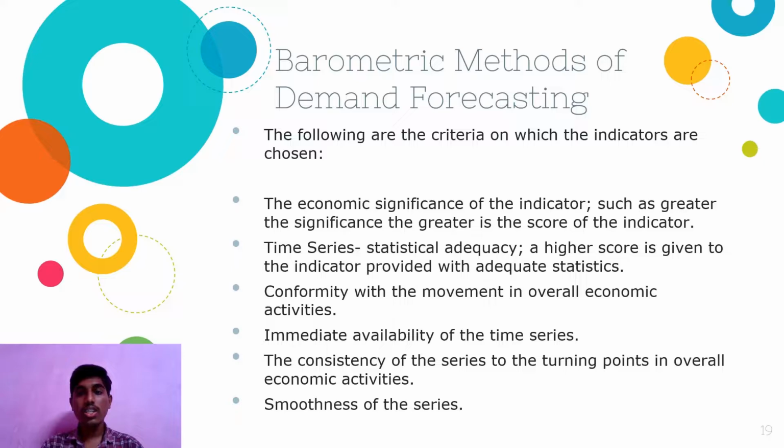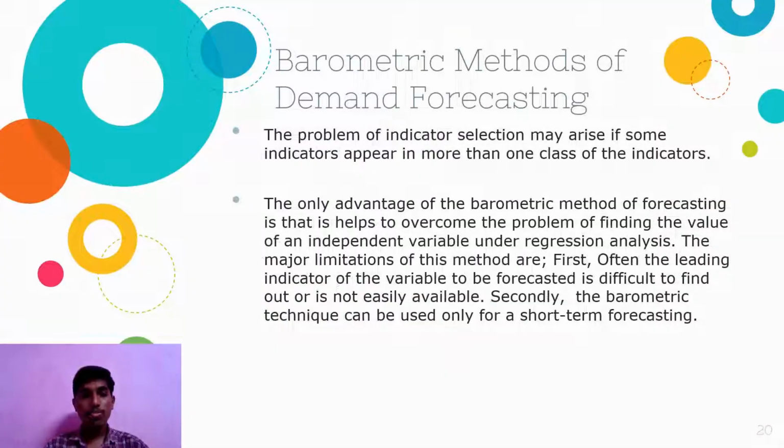The following are the criteria on which the indicators are chosen: the economic significance of the indicator, time series, statistical adequacy, conformity with the movement in overall economic activities, immediate availability of the time series, the consistency of the series to the turning point in overall economic activity, and smoothness of the series. The problem of indicator selection may arise if some indicators appear in more than one class of the indicators.